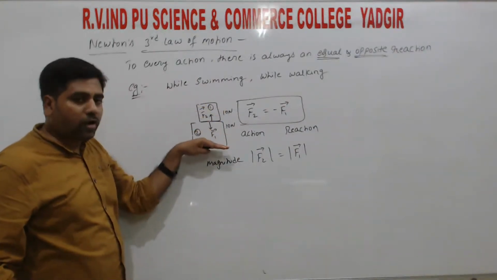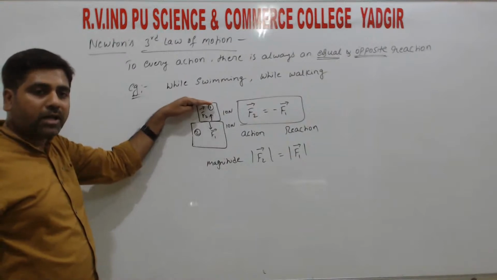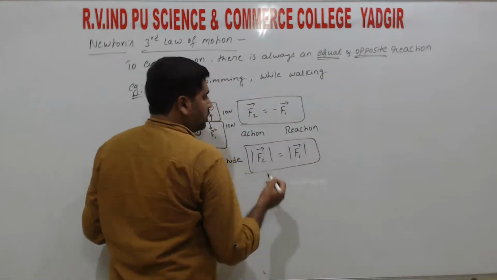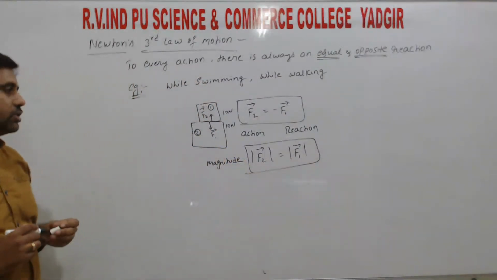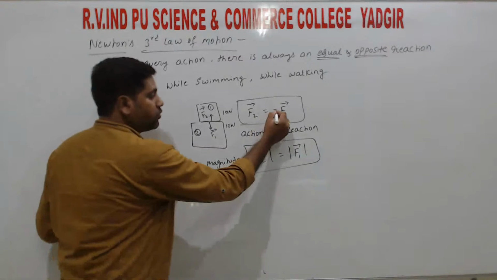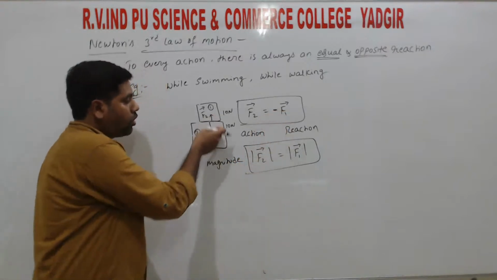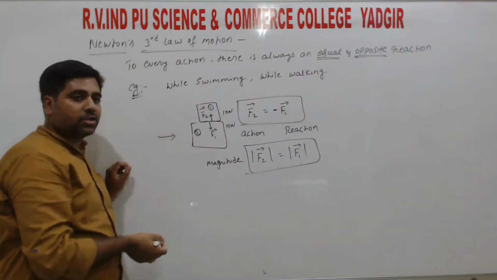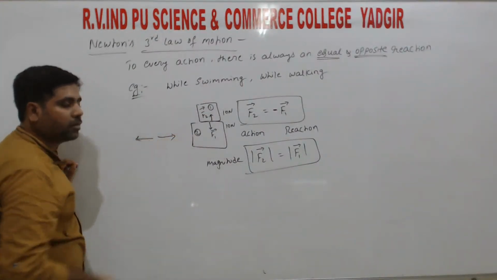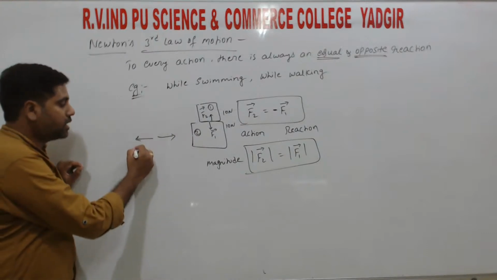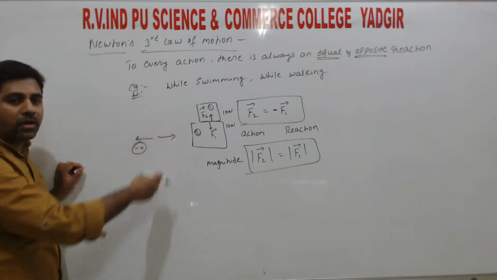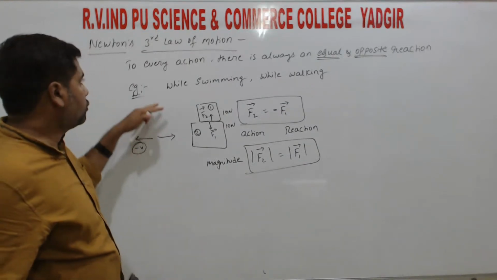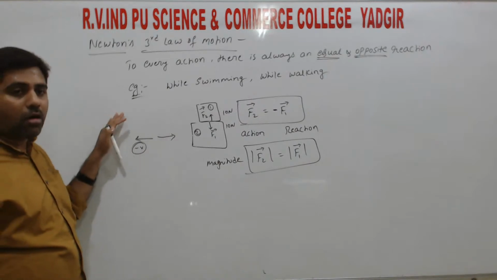So if one force acts in the downward direction, the other acts in the upward direction. The magnitude remains the same but in the opposite direction. So here, what does minus indicate? The direction. If one force is downward, the other force is upward, or if one is in the forward direction, the other force will be in the backward direction. So minus represents opposite to that of the initial force. So this is about Newton's third law of motion.